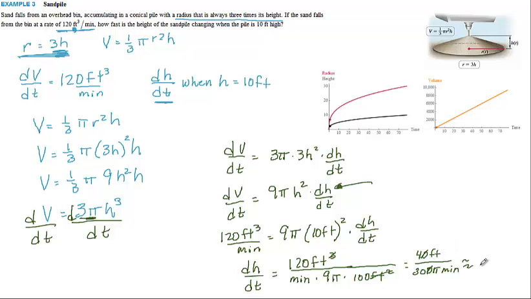Crunching those numbers, you'll get 0.042 feet per minute. And that would be how the height is changing with time if the sand is falling at that particular rate. And that's my sand problem.